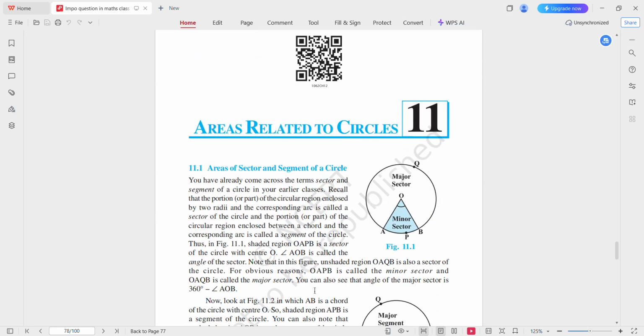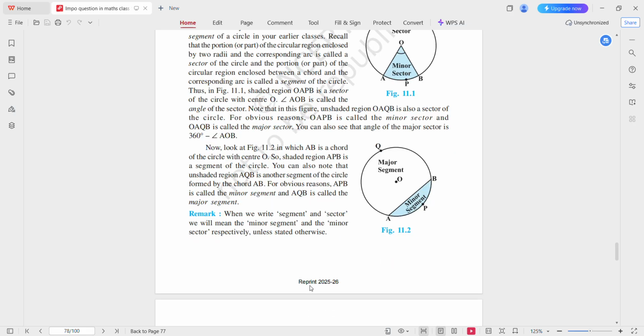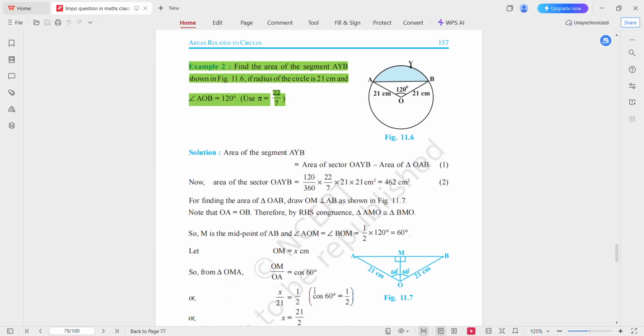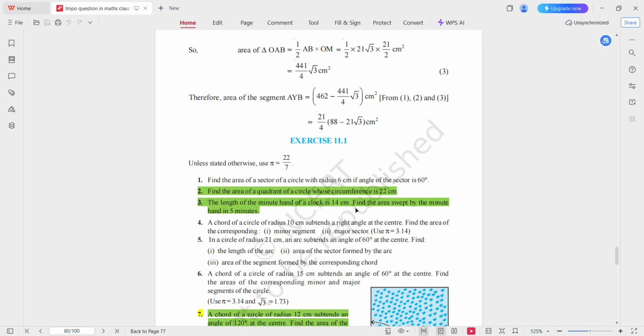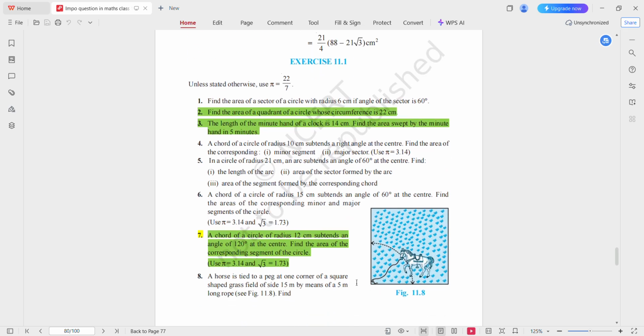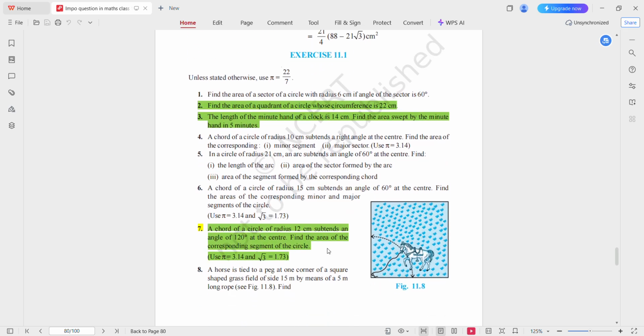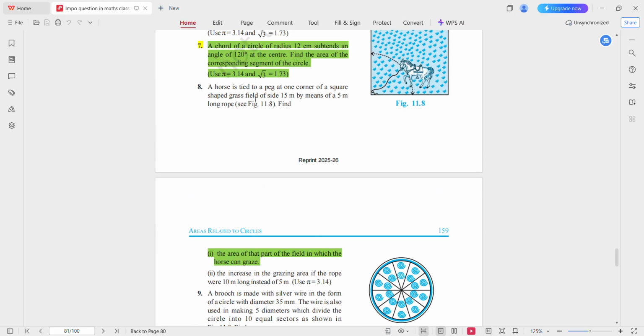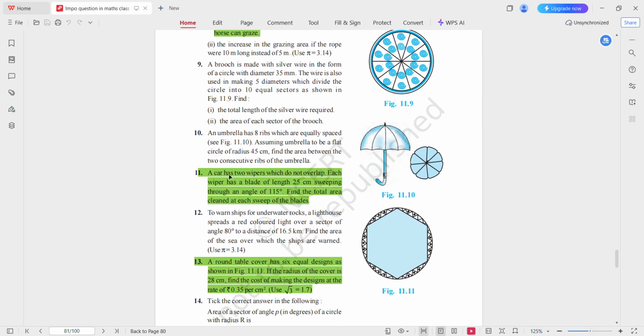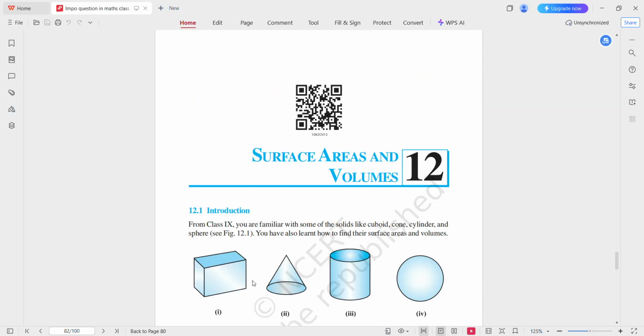And coming to 11th chapter, example 2 is important. In 11.1, 2, 3 is important. 7th question is very much important. And in the 8th question, first division, subdivision is important. 11th, 13th questions were important.